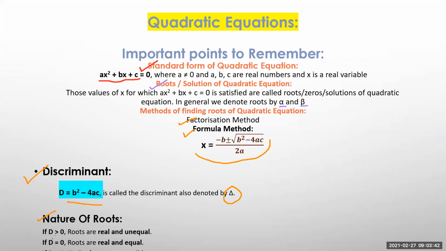Nature of roots, you know this very well: if d is greater than 0, then the roots are real and unequal. If d, that is b square minus 4ac, is equal to 0, then the roots are real and equal. And the last one, if d is less than 0, that is, if d is negative, then no real roots exist. So these are the few important points.